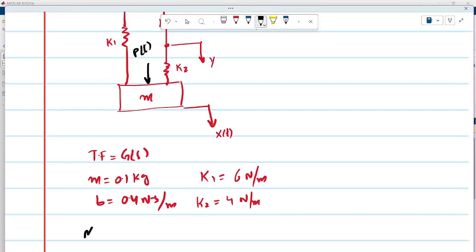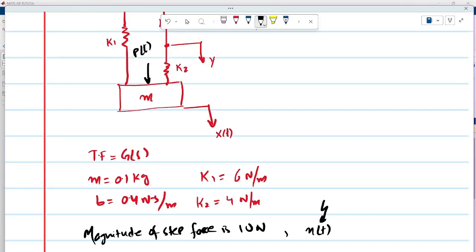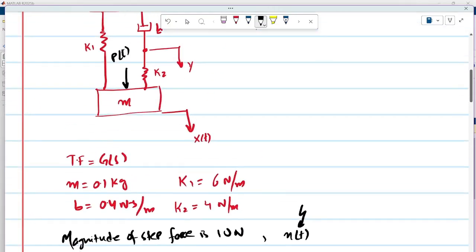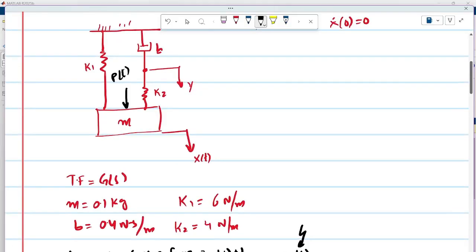So the magnitude of the step force is 10 newtons. Now we have to obtain the analytical solution x of t. We have to find the time domain solution x of t for this system. So first of all, we have to make a free body diagram for this system.